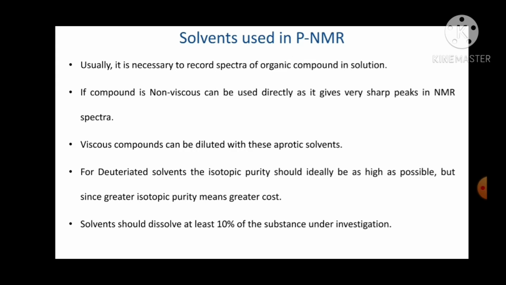If you have a compound which is non-viscous, you can use it directly as it gives a very sharp peak in the NMR spectra. If you have a viscous compound, usually you need to dilute it with a particular solvent. These solvents are usually aprotic solvents, free from protons. The option of using an aprotic solvent is replacing the proton with deuterium. So we use deuterated solvents to record a proton NMR.